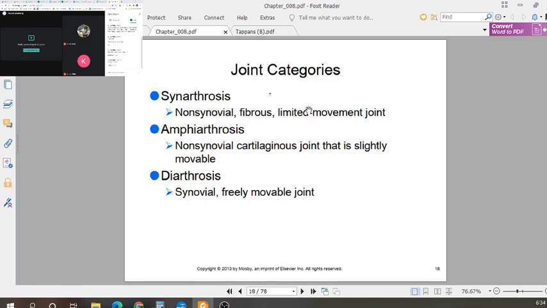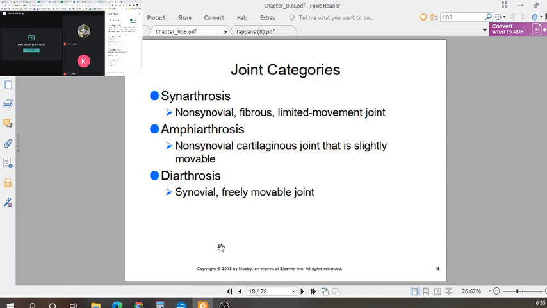Joint categories. We have 3 of them. Synarthrosis, amphiarthrosis, and diarthrosis. The most mobile is diarthrosis. Amphiarthrosis is in the middle, a little bit of mobility. The smallest amount of movement is by joints that are synarthrosis. Okay? Diarthrosis is the only synovial joint of these 3 categories. And if you know that fact, you should know that it's going to allow the most movement. Because synovial fluid is found where we need the hydration for sliding over.